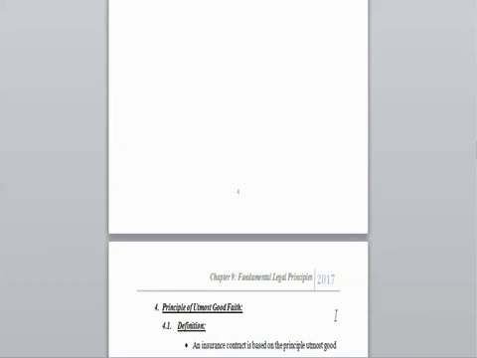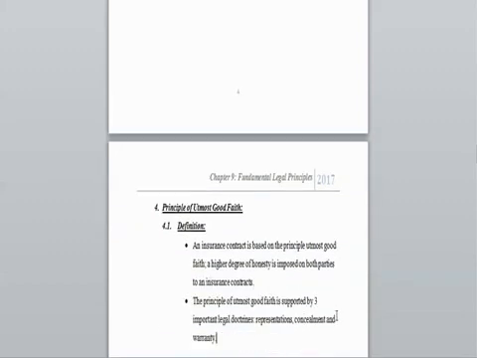The fourth principle and the final one, which is the principle of utmost good faith. Definition: an insurance contract is based on the principle of utmost good faith. A higher degree of honesty is imposed on both parties to an insurance contract, and it is supported by representations, which are statements by the applicant for insurance.